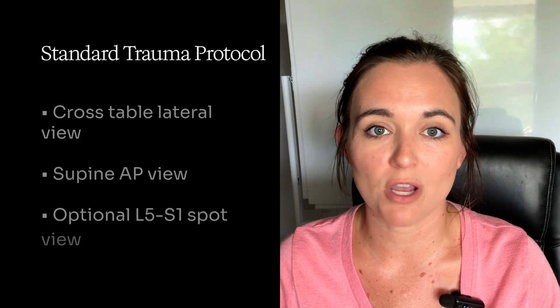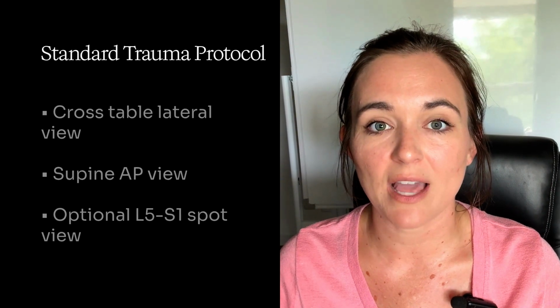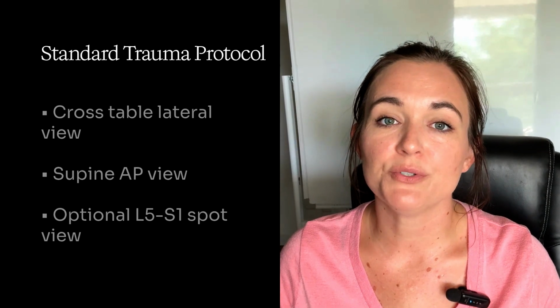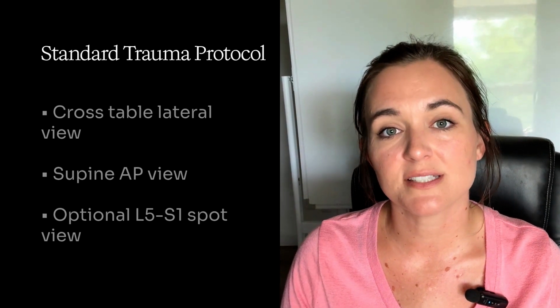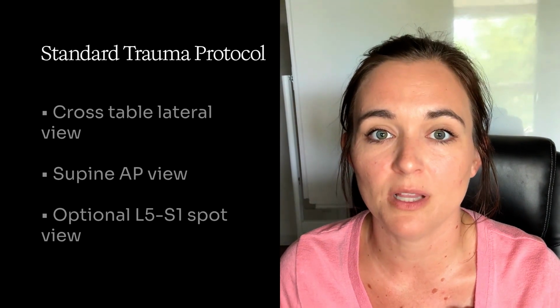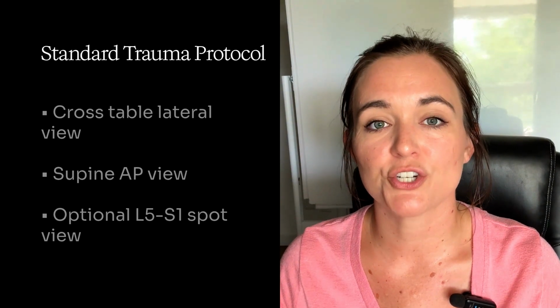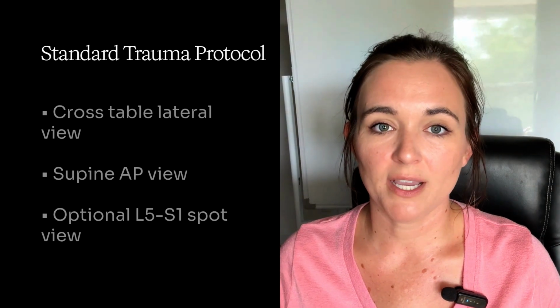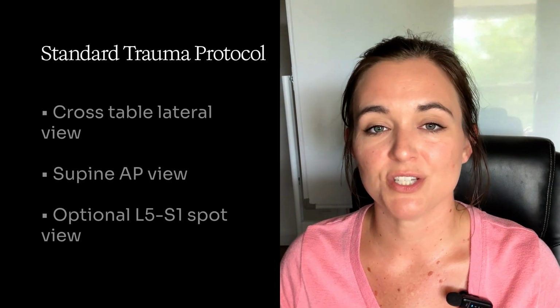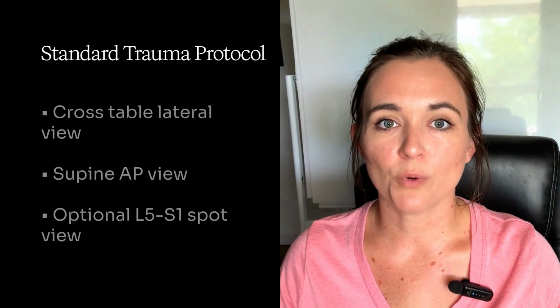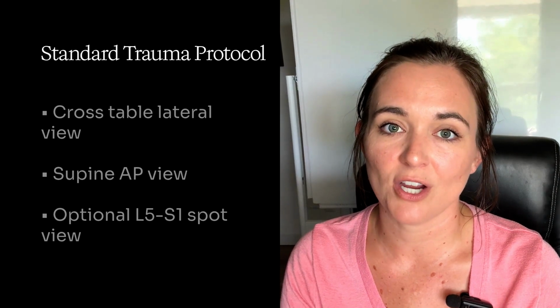Here's your standard trauma protocol. Cross-table lateral. This is your first and most important view. It gives you a quick side-on look at vertebral alignment and potential fractures. Then your supine AP. For this view, the patient is still on their back, no rolling, and you center to the iliac crest, same as in the routine lumbar.